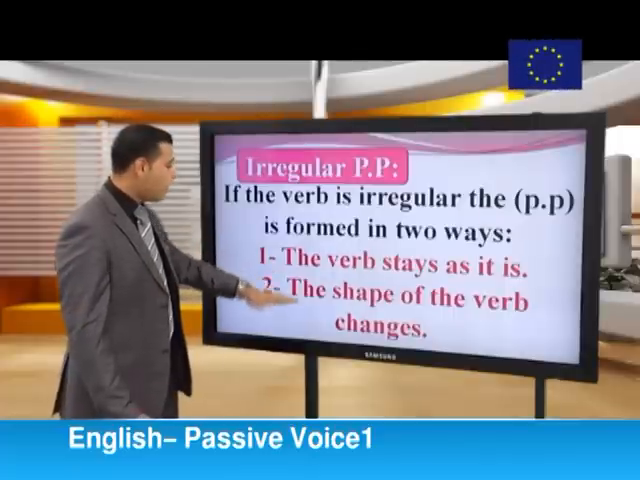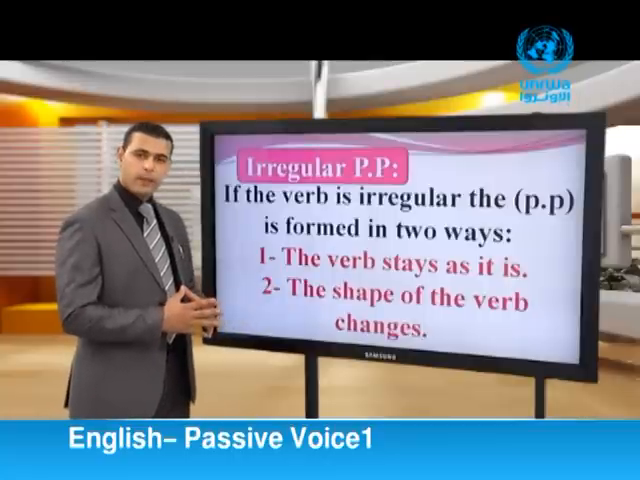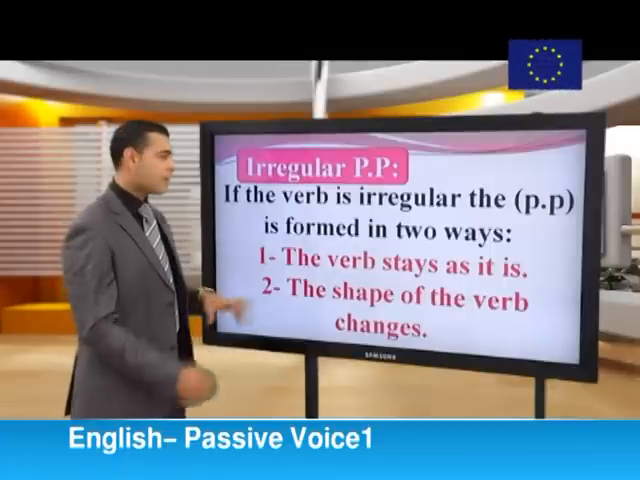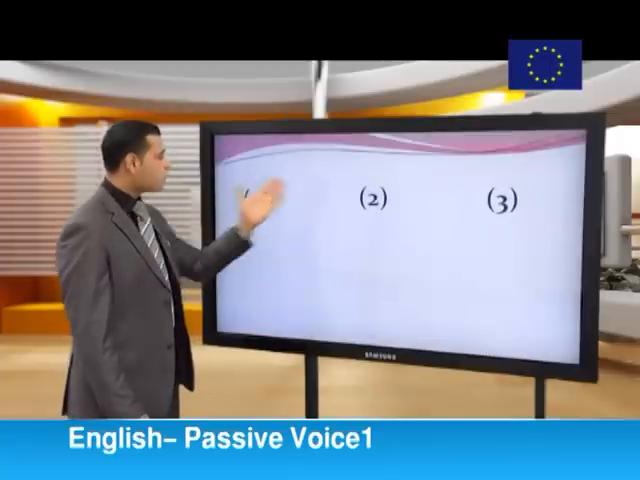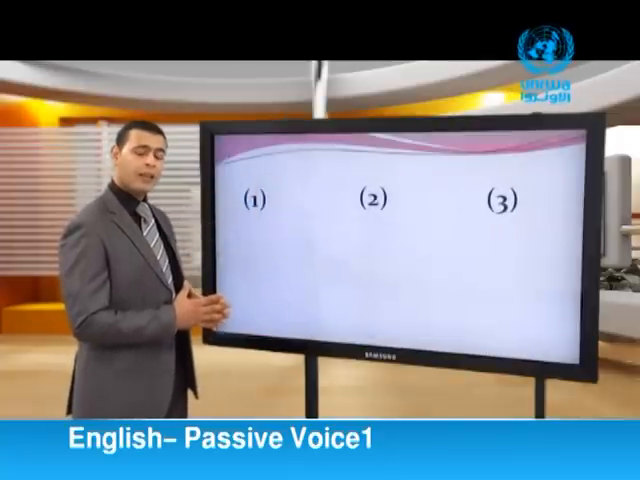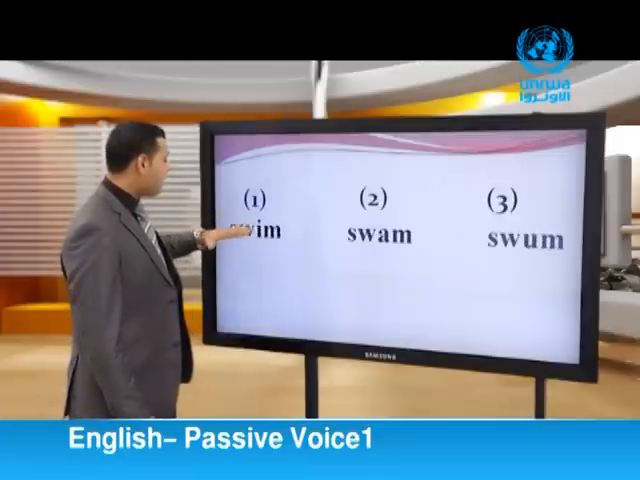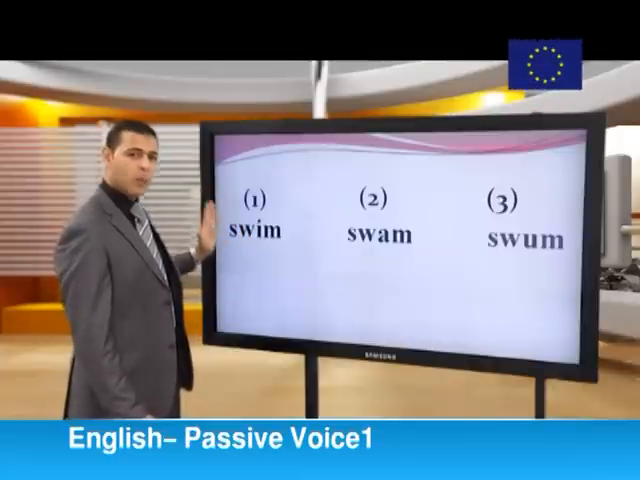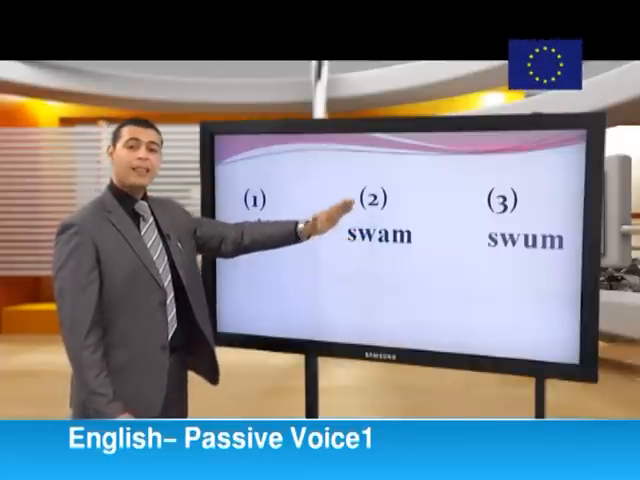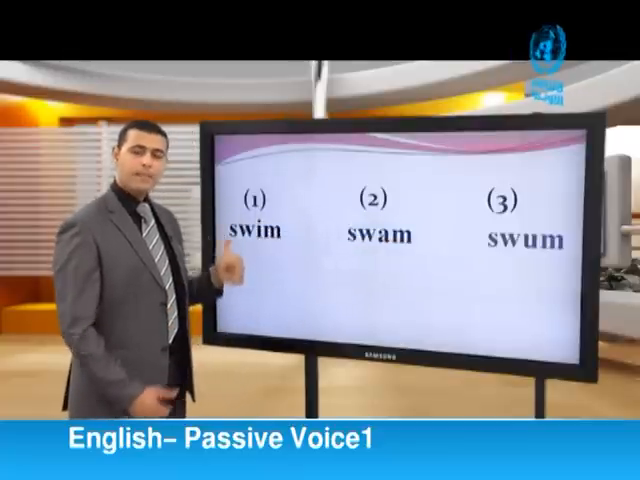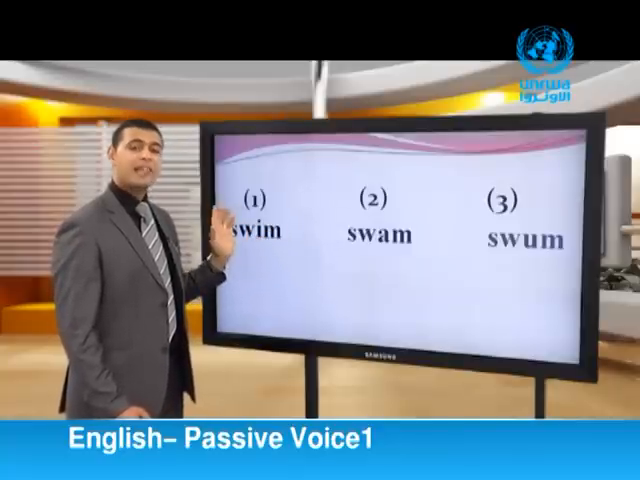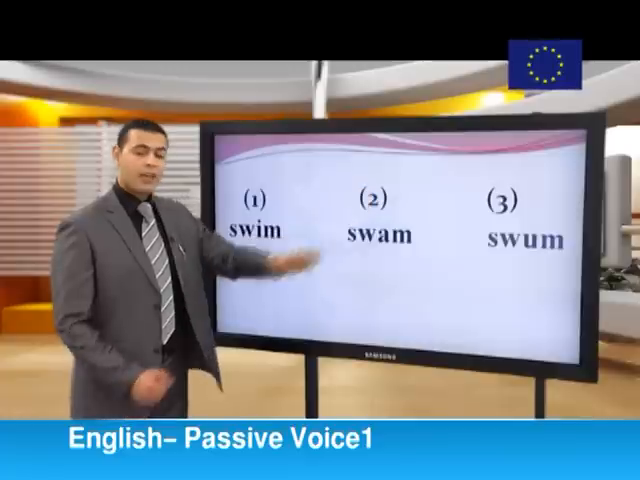Let's look at number 2. The shape of the verb changes from the first form to the second and third forms. Let's have some examples. Here we have the first, the second and the third forms. We have the irregular verb swim. In the first form we have swim, in the second form swam, and in the last form, the past participle, swum. So here, as you see, dear students, the shape of the verb has changed.